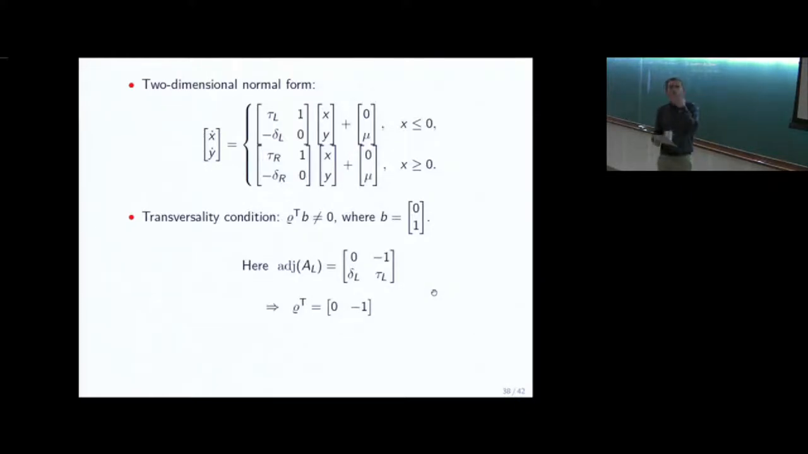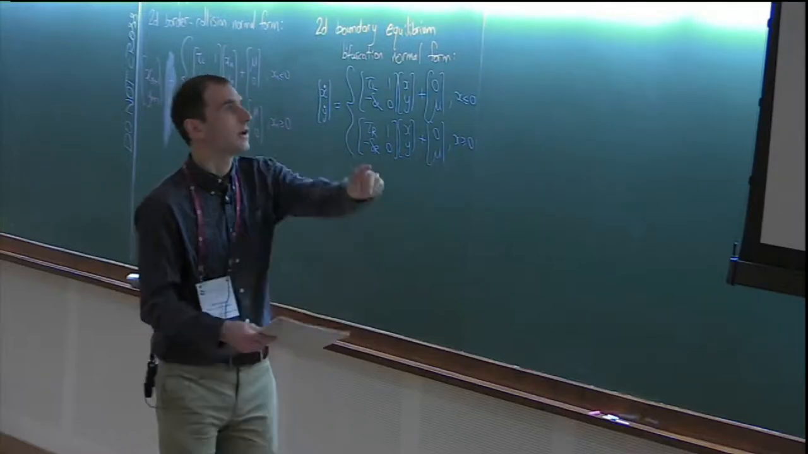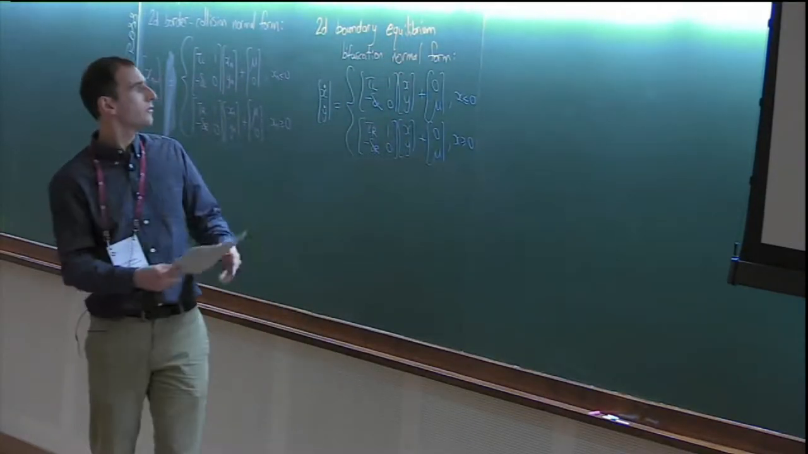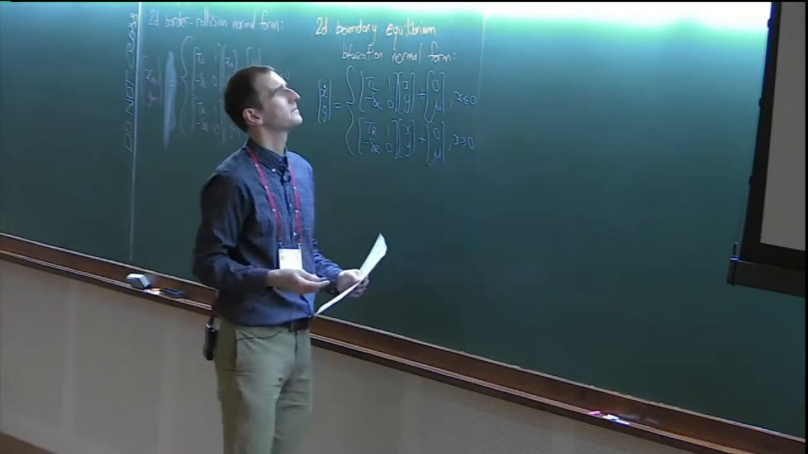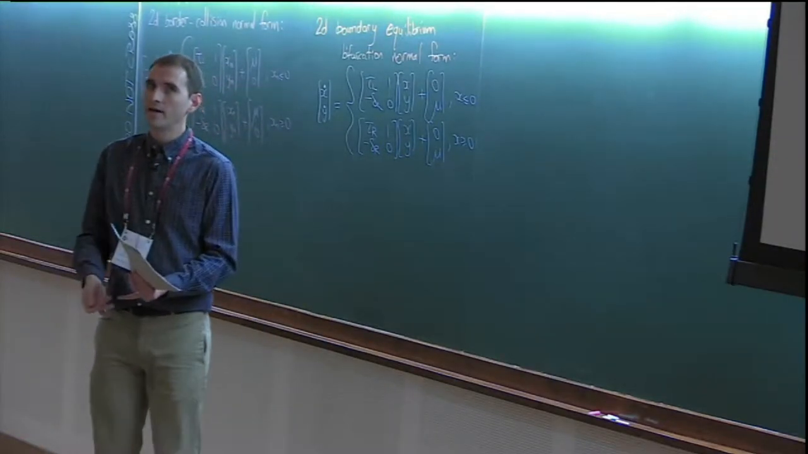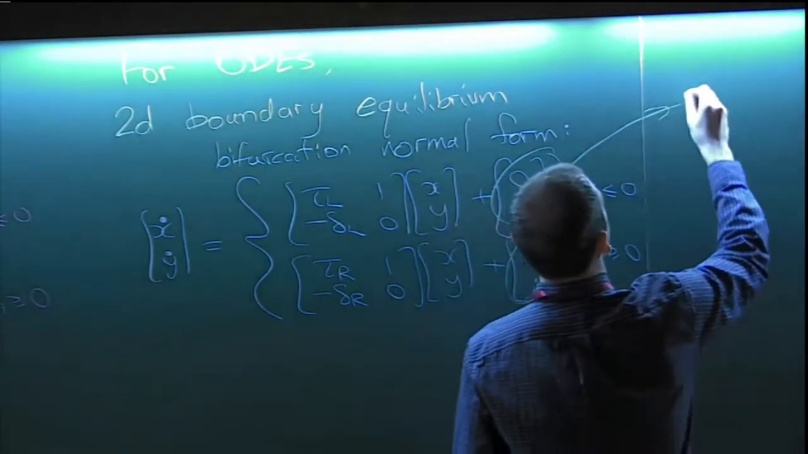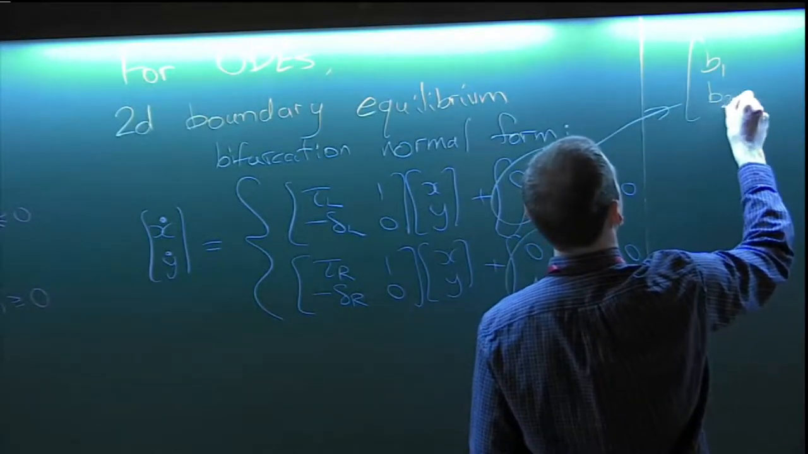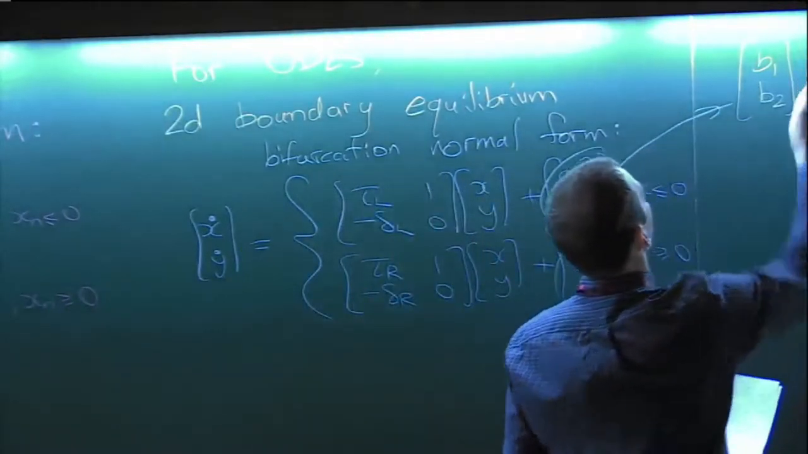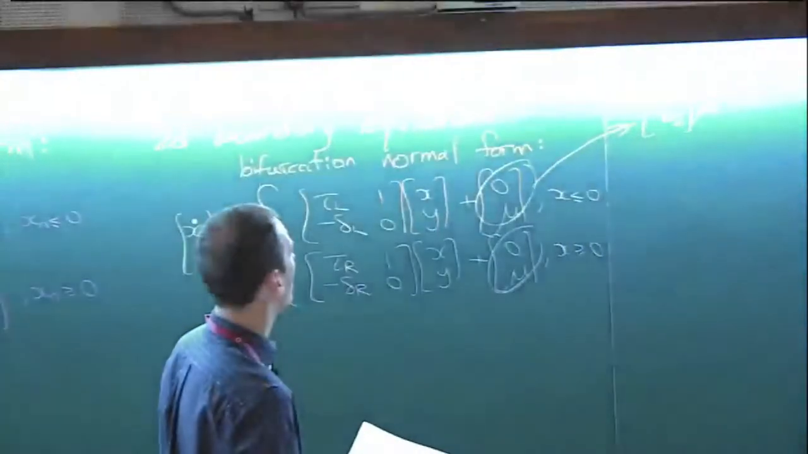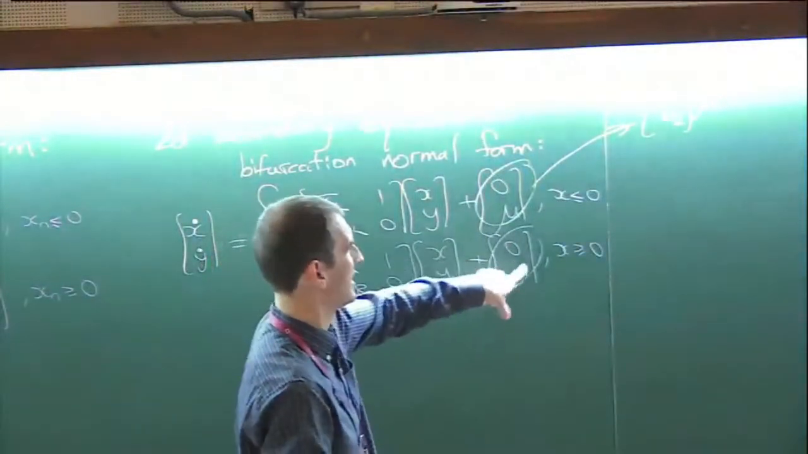First of all, I want to address why we use the particular constant vector that we do. Here I've written the two-dimensional normal form, so we're using this constant vector. Why do we do that? Let's think about using a different vector, just an arbitrary vector b. Let's replace this vector with some vector b times mu, and think about what properties b needs to have, and from that we can see why this is a sensible vector to use.